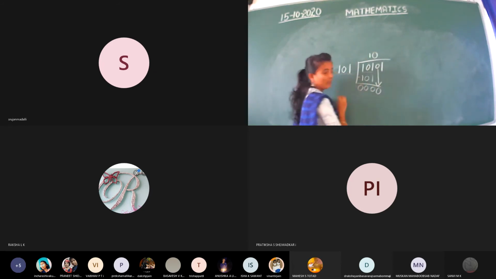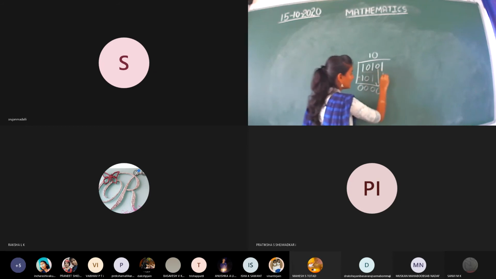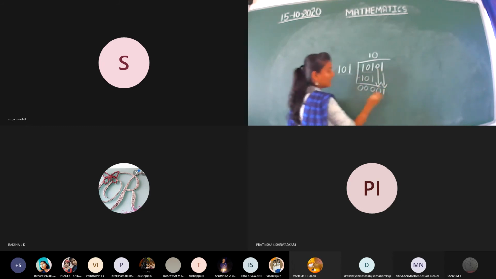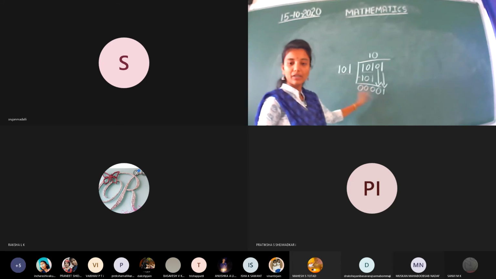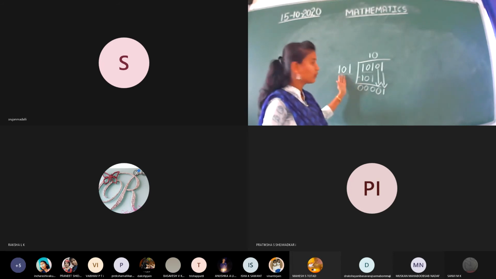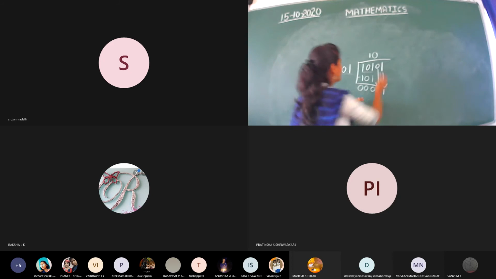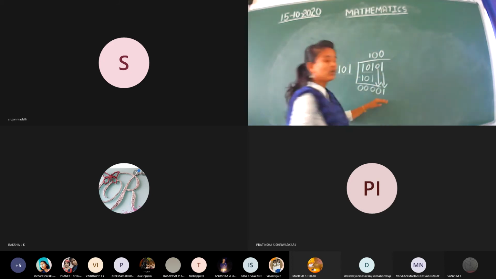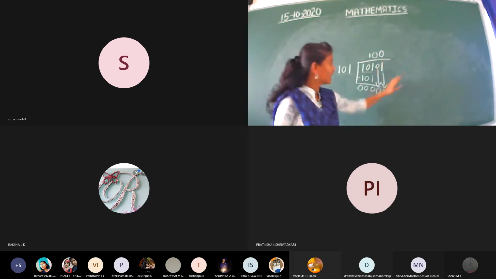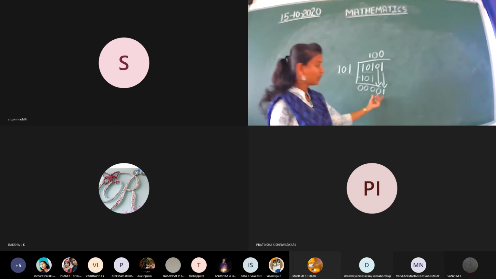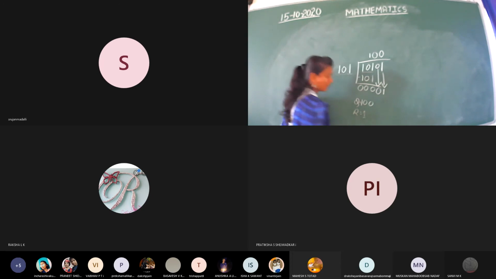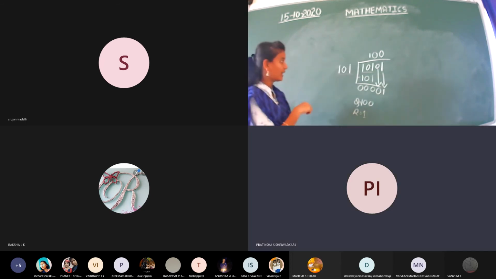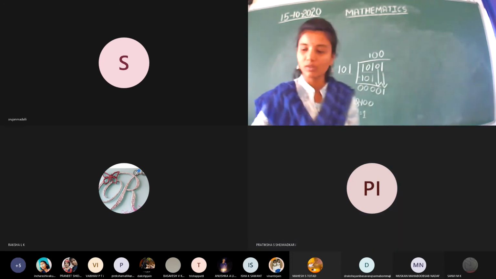Here write 0. Then take down the next digit. It will become 1. It is also smaller than the divisor. Again you should write 0 in the quotient. Is there any next digit? No. Then you can leave here. Then the quotient is 100. The remainder is 1.